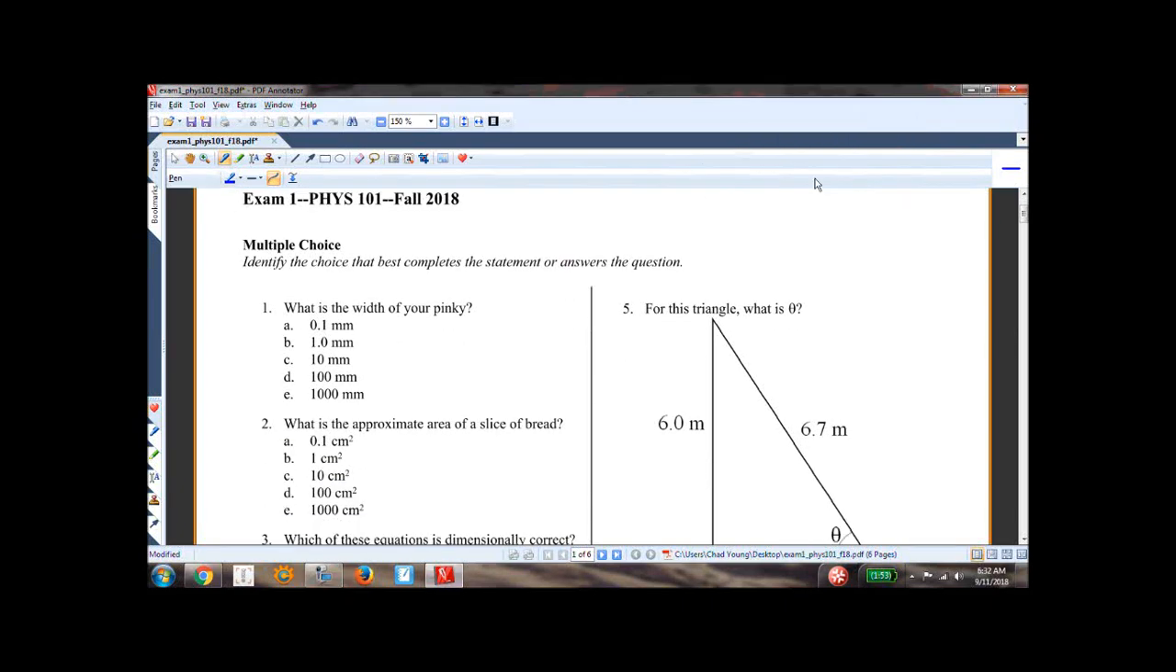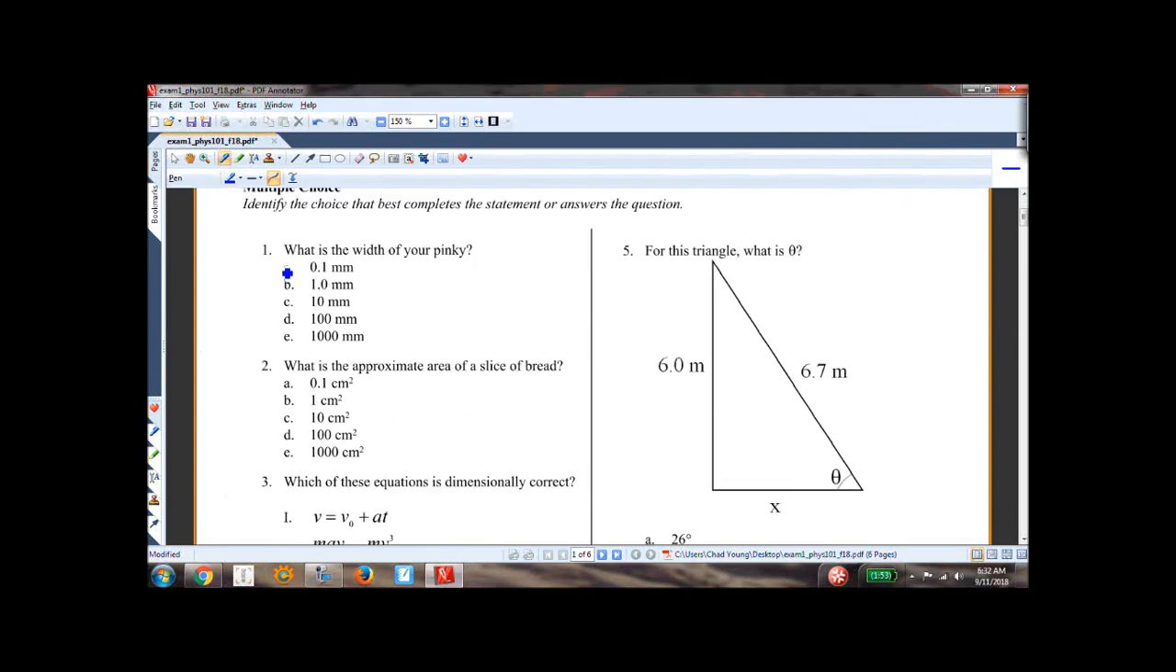Okay, exam 1, fall 18. What is the width of your pinky? Your pinky is about 1 centimeter in width, and then a centimeter is 10 millimeters, but I can do the conversion here. So in 1 meter there are 100 centimeters, and then in 1 meter there are 1,000 millimeters. And so I lose that, and I get 1 centimeter is equal to 10 millimeters.